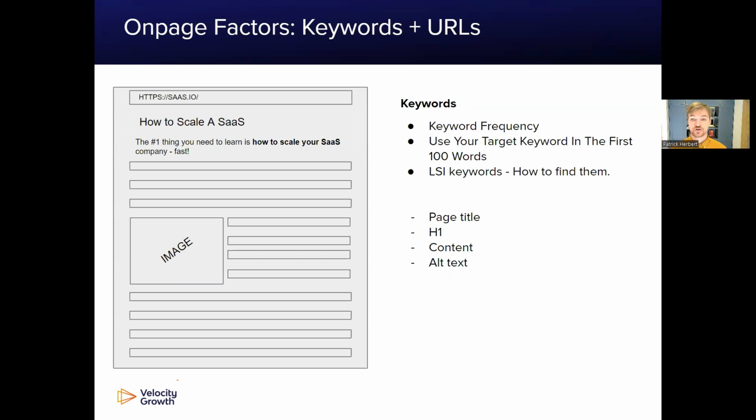So what you want to do when you publish a page for a keyword is make sure that it's in your content as many times as is normal. So you want it in the minimal places: page title, H1, content, and alt text. And then you want it to be in the rest of the content just as much as makes sense. How to scale your SaaS or how to scale a SaaS is hard to jam into a lot of things, but you might talk about a SaaS, you might talk about scaling SaaS businesses, things like that.